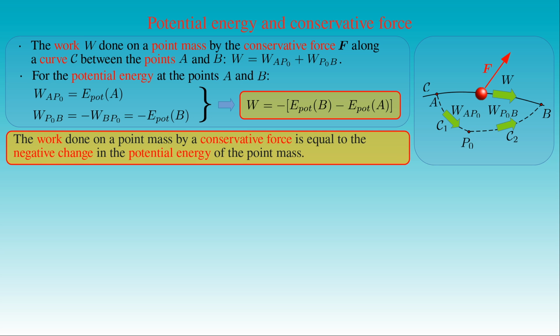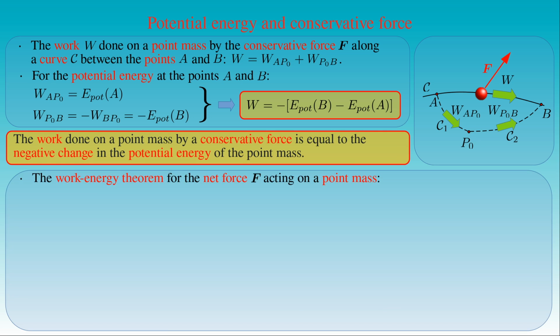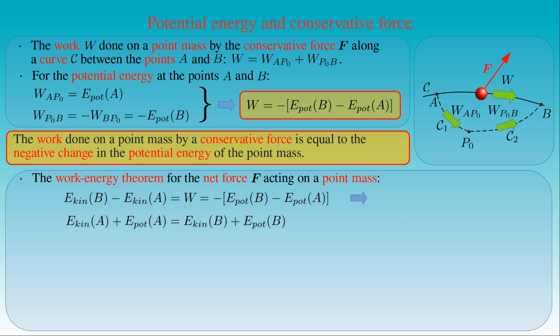If the force F is the net force acting on a point-like body, then we can apply the work-energy theorem, stating that the change in the kinetic energy of the body between the 2 points A and B is equal to the work done on the body by the force along any path between the 2 points. By substituting the result derived above into the theorem, we can see that the change in the kinetic energy of the point mass is equal to the negative change in its potential energy. After regrouping the terms in the equation, we obtain the law of conservation of mechanical energy.